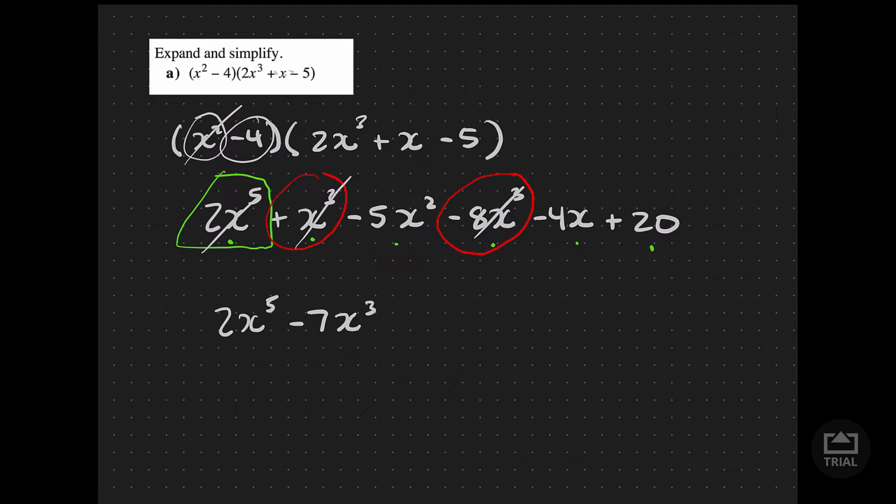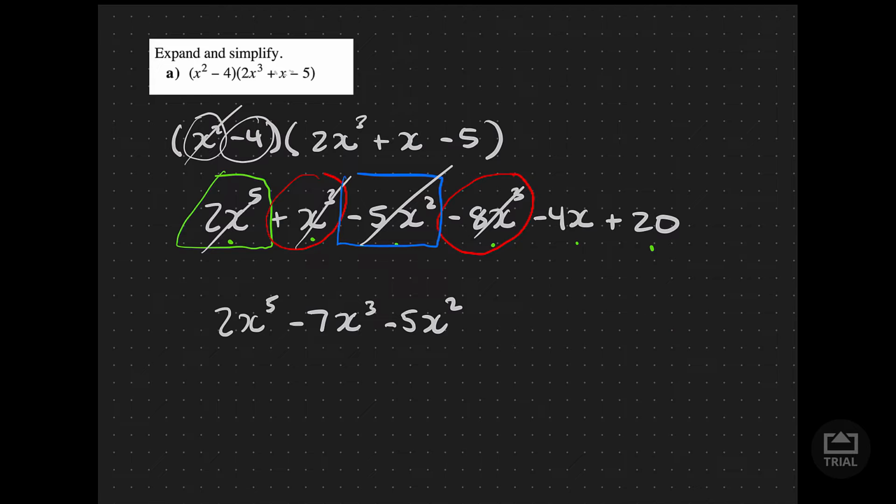Now, is there a 2? Yes, there is. So we're going to move on to that one. So I have a negative 5x squared, and there are no other terms with the degree 2. So that will get placed right there. And that one is done.